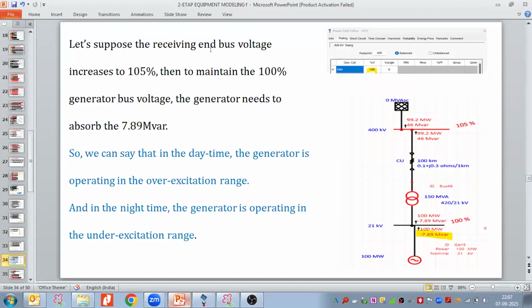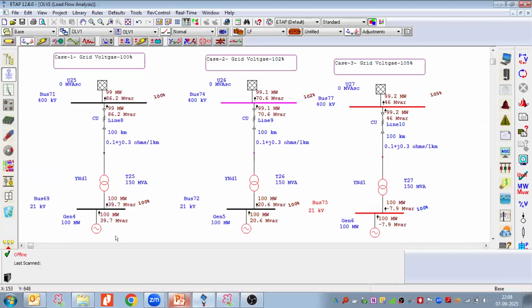So let us suppose the receiving end bus voltage increased to 105%. Then, to maintain the 100% generator bus voltage, the generator needs to absorb 7.89 MVAR, because it is with the negative sign. It means it is taking from the grid, absorbing from the grid. So we can say that in the daytime, the generator is operating in the overexcitation range. Based on the capability curve, you can correlate this overexcitation range.